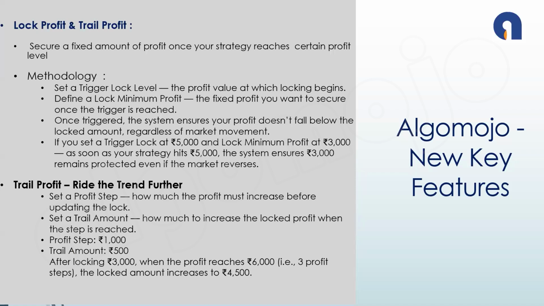For example, say you set that whenever your profits increase in steps of 1,000 rupees, you want the trailing amount to be increased by 500 rupees. So you set an initial lock-in of 3,000. When the profit reaches, say, 6,000, your lock-in amount increases to 4,500. So that is the way it would operate.